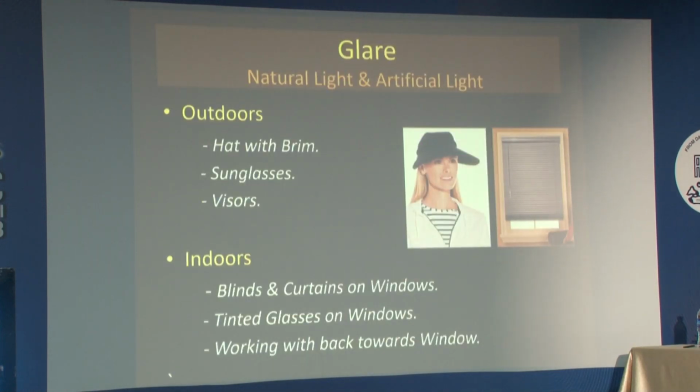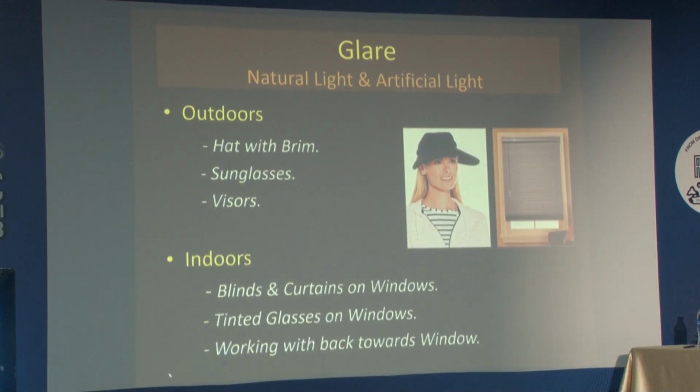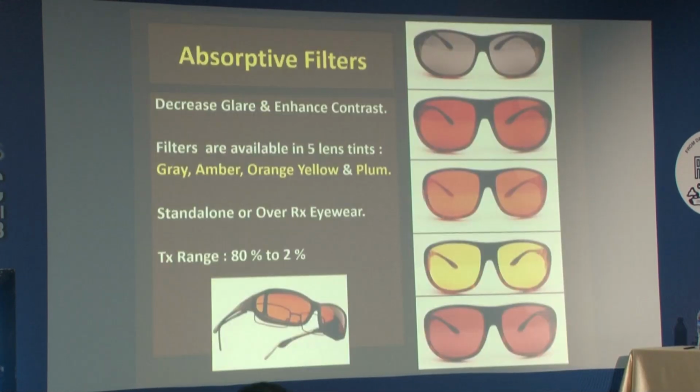Right, so glare, whether it's from natural light or artificial light, can be treated. Indoors or outdoors, a patient can wear a hat with a brim, or use sunglasses or visors. Indoors, one can use blinds and curtains on windows, or tinted glass on windows, or work with their back towards the window. So these are very simple solutions to avoid glare in low vision patients. But you have to teach them. Most people don't know about this or don't realize that this can be done. So you have to tell them about it.